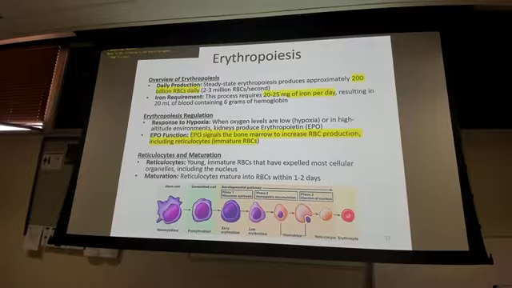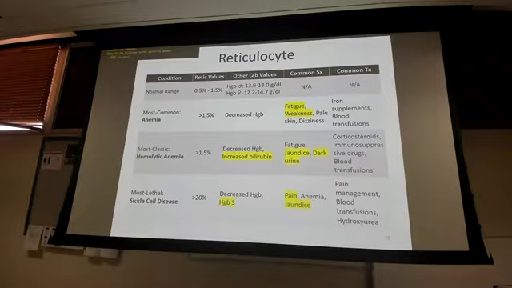Okay? So anytime there's an increase of immature cells, like blasts, or an increase of reticulocytes in the body, just know that there's something going on with your patients. Something negative going on.